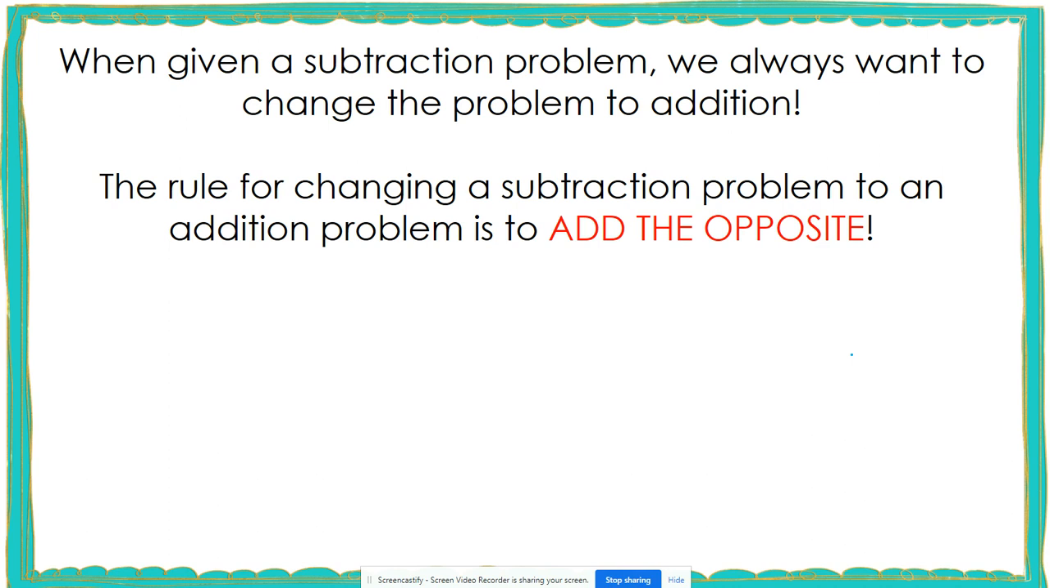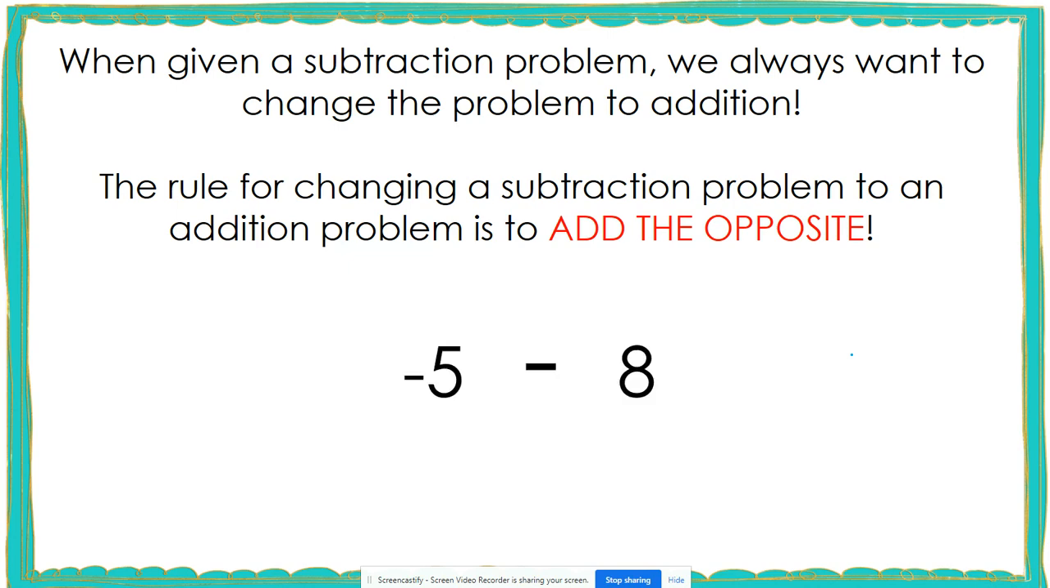When we are subtracting with rational numbers, we never really want to subtract. Instead, we always want to change our problem to an addition problem, since we do know how to add with rational numbers. The rule for changing a subtraction problem to an addition problem is to add the opposite.